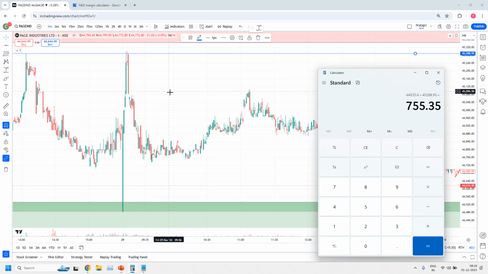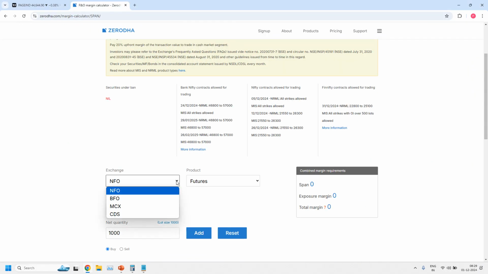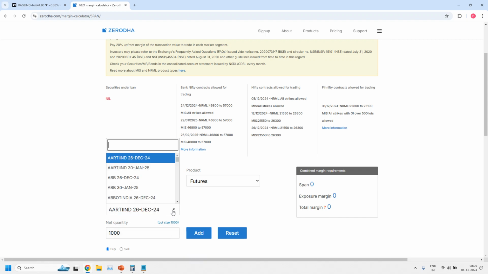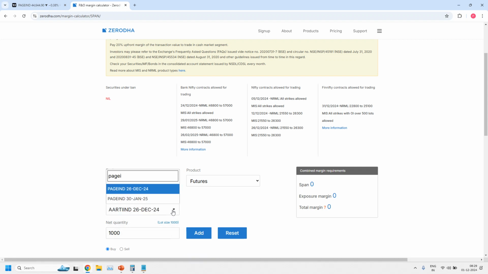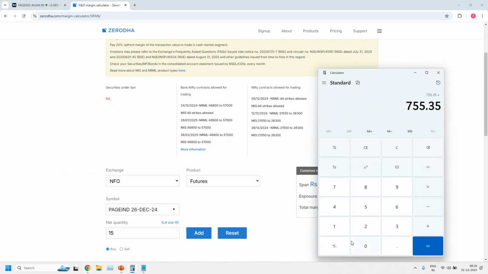So what is the lot size in case you would have invested in futures? Page Industries. Lot size is 15, so 15 into 15. You would have got 11,330 rupees profit in just 5 minutes. Of course, it looks like an intraday trade, but what to do? Target reached on the same day itself, in the next few minutes itself. We are helpless for that.